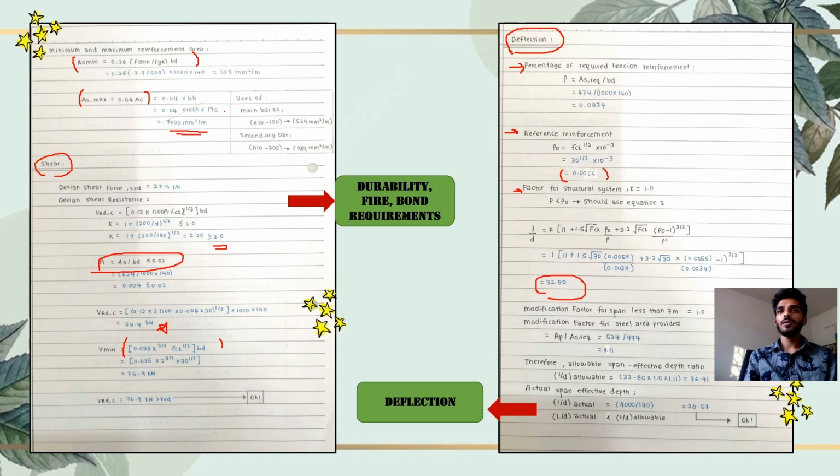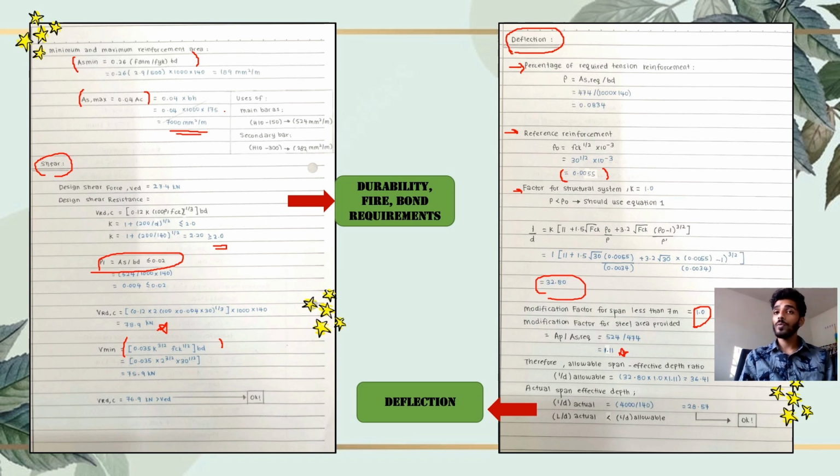And now we are able to see the modification factor for span lesser than 7 meters, which we can assume as 1.0. The modification factor for the steel area provided as per the plan is A_p divided by A_required, which is 524 divided by 474. The answer we get is 1.11, and therefore the allowable span effective depth, using L over D allowable, is equal to 32.80 times 1.0 times 1.11.